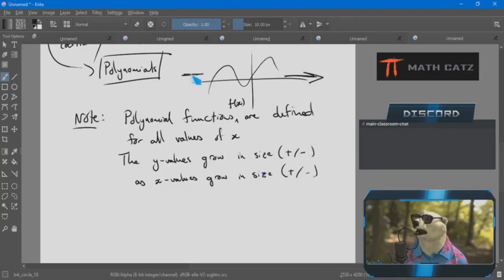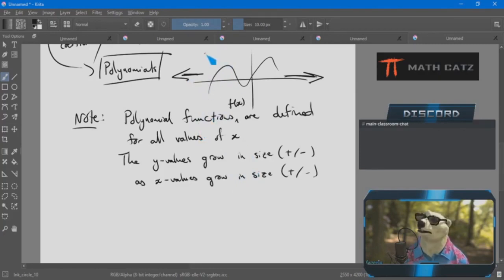If I go very far to the left, the x values grow in size, but negative. So there's a difference between the number and the size, absolute value of the number. I don't want to say the x values get smaller because I'll reserve that for being close to 0. They grow in size, but negative. So far to the left, the graph is going to continue forever.